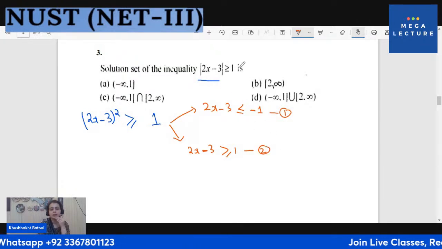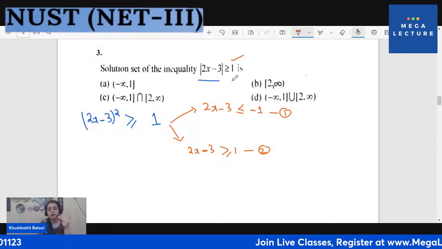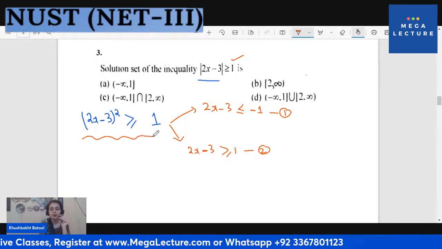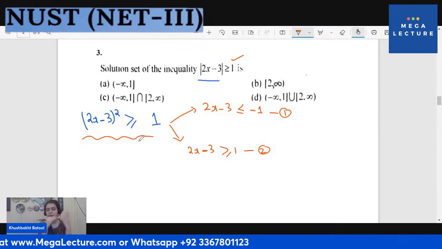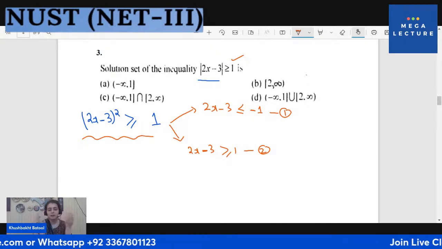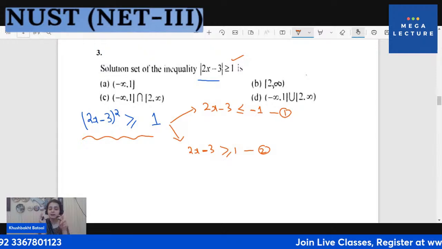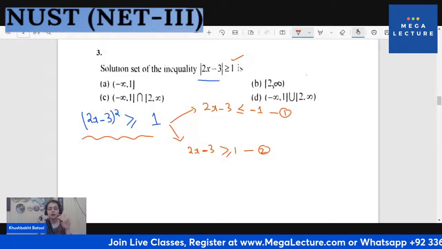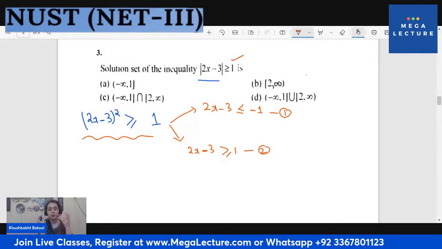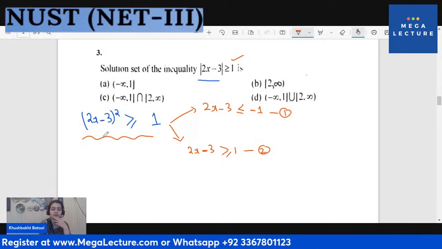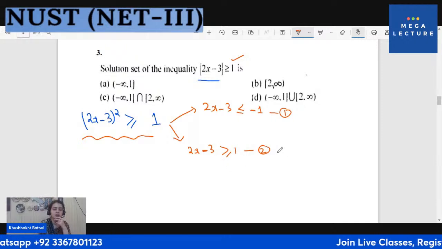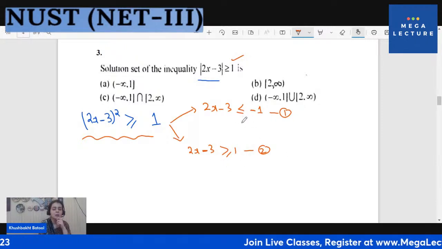Now I repeat. This is the question. Step 1 is to convert this modular inequality into a quadratic inequality by squaring both sides. This is what you have. Now you have two choices. Either expand 2x minus 3, make the graph and then do it, which I've explained in the above two examples, or convert this one quadratic inequality into two linear inequalities. How? I will just take the square root on both sides. It would give me plus minus 1. For plus 1, the inequality would stay as it is. For minus 1, the inequality sign would change.